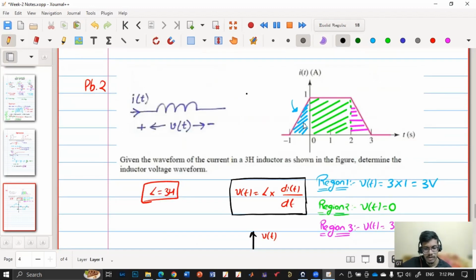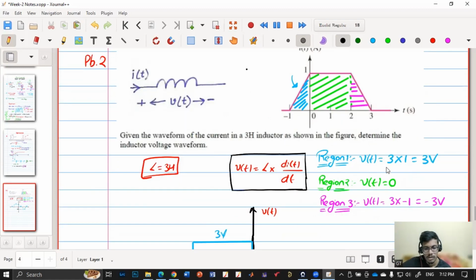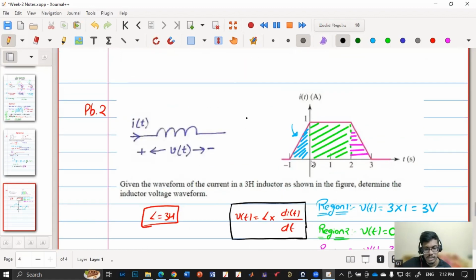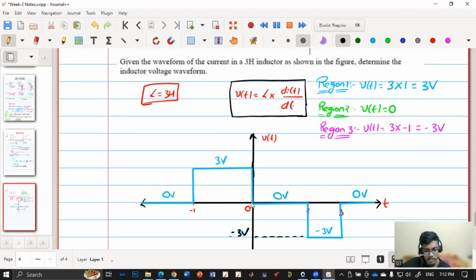In region 1, where the inductor current is linearly increasing, the slope will be a positive constant. So V of t will be a positive constant multiplied by L. This positive constant, the slope of the I of t, is 1, multiplied by the inductor value 3. So it is 3 volt from -1 to 0. At 0, I of t is a positive constant, so it is constant and its derivative is 0. So V of t will again become 0.